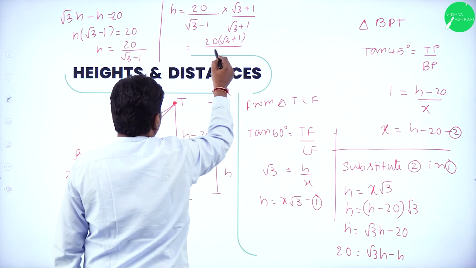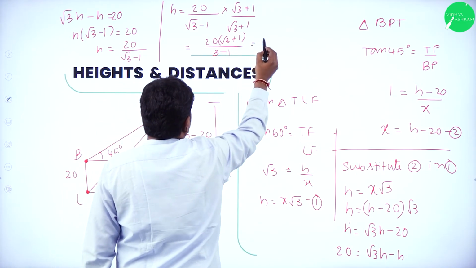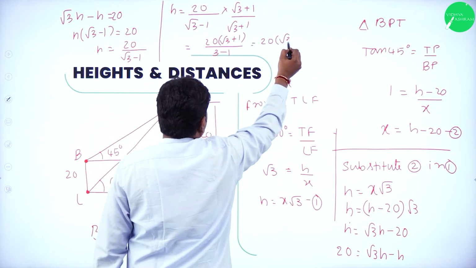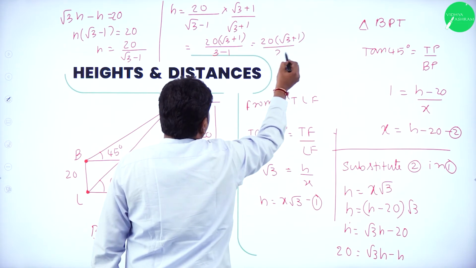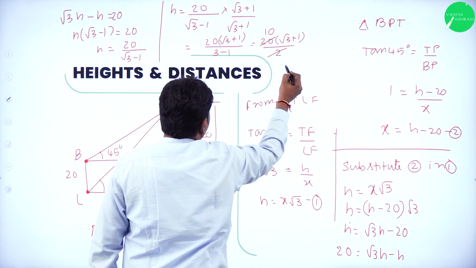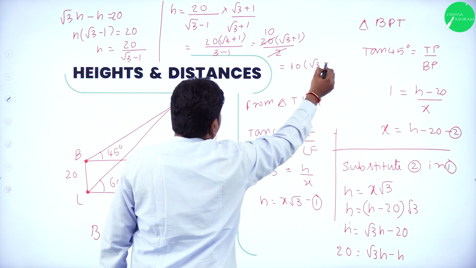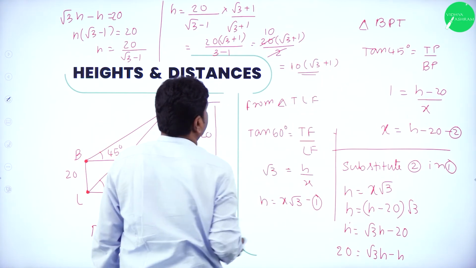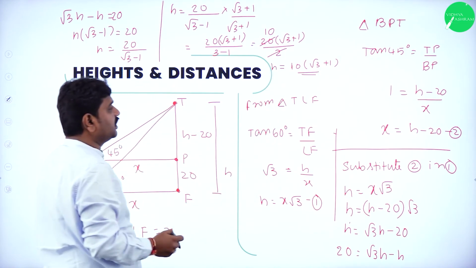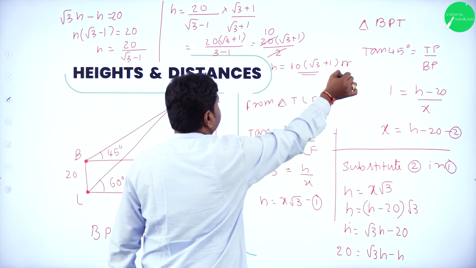In the denominator, (a plus b) into (a minus b) becomes a square minus b square. So it will be 20 root 3 times (root 3 plus 1) divided by 2. So 2 tens are 20, that is 10 root 3 into (root 3 plus 1) is the height of the tower. What is the height of the tower? 10 root 3 into (root 3 plus 1) meters.